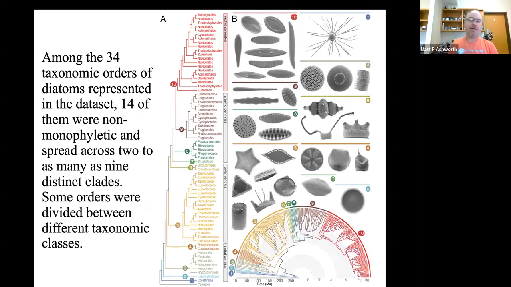All right, so of the 34 orders that had been classified previously, we found a pretty significant portion of those orders were already non-monophyletic and spread across a number of different clades, and in some cases as many as 9 different clades across the trees. And some orders were even across different taxonomic classes in the existing system.